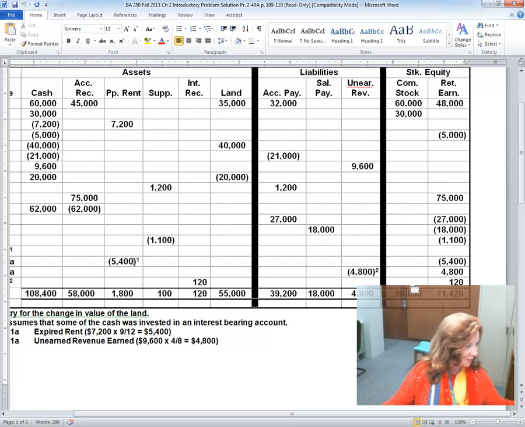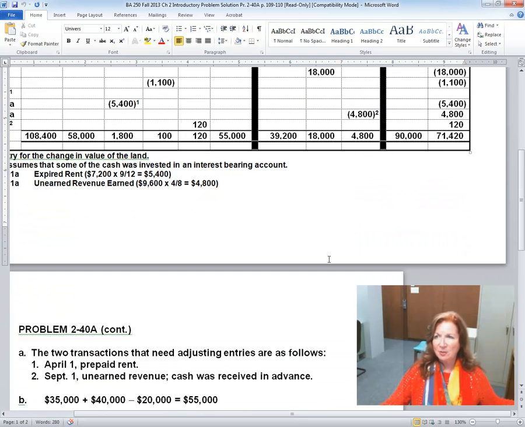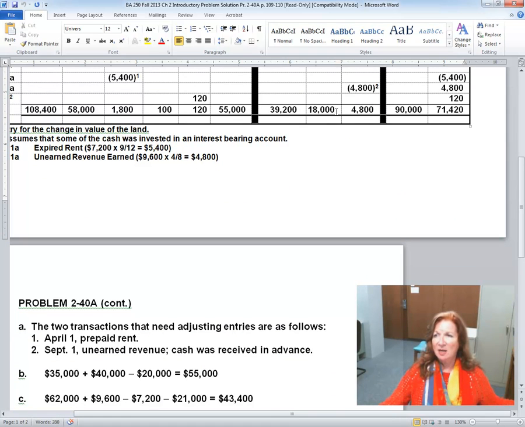What amount of total liabilities would be reported in the balance sheet? Well, the total liabilities are going to be right over here in the liabilities section. So here's the liabilities section. We're going to pull that up so you can see it. There's 39,200, 18,000, and 4,800.